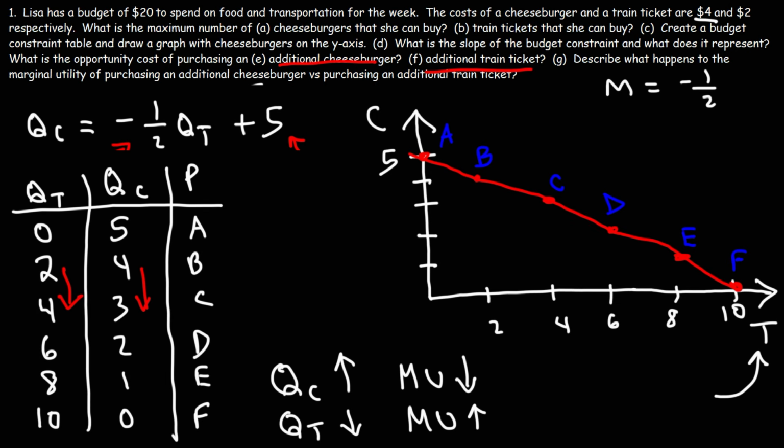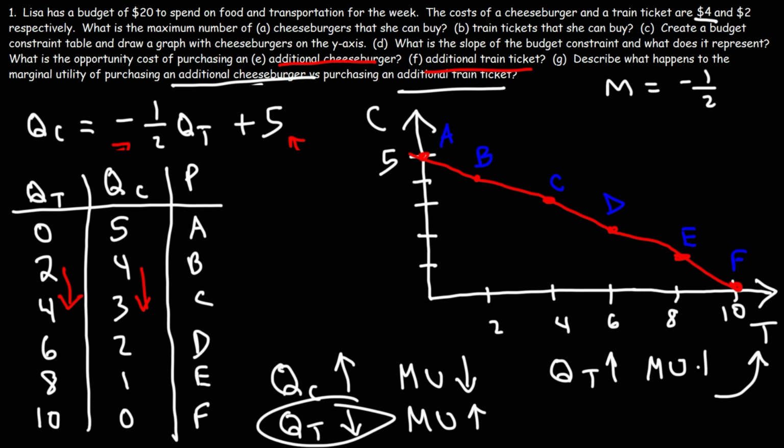So, as we purchase additional cheeseburgers, the marginal utility goes down. But as we purchase additional cheeseburgers, we're less able, or not able, to purchase more train tickets. In fact, we can purchase fewer train tickets. Because this goes down, the marginal utility of the train tickets goes up. Now the reverse is true. If we purchase additional train tickets, the marginal utility of those additional train tickets will go down. And as we purchase more train tickets, we're going to purchase fewer cheeseburgers. So the marginal utility goes up.